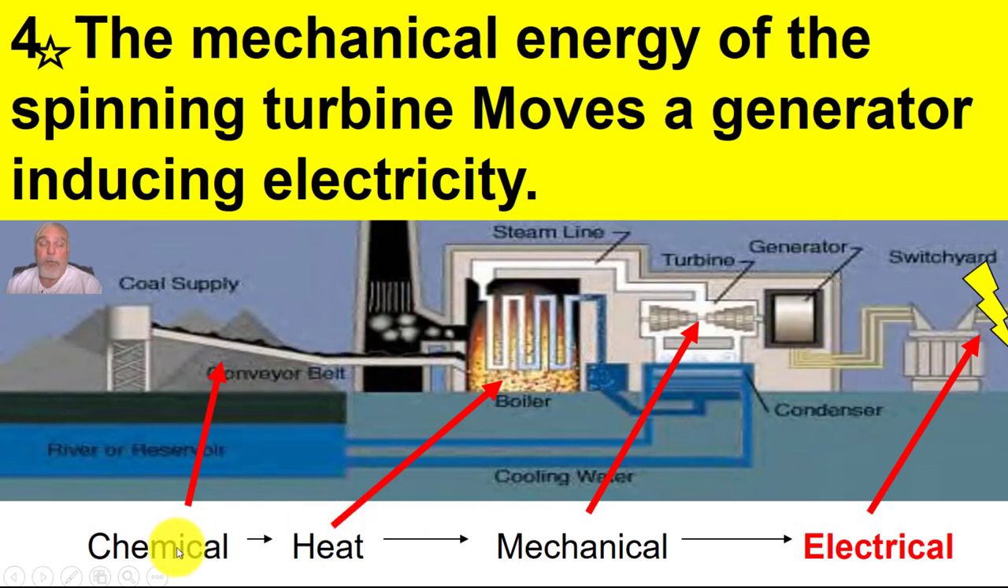So we go from chemical energy here in the coal to heat burning the coal. That coal makes steam. That steam moves the turbine, mechanical energy, and that mechanical energy moves the generator and induces electrical energy. Go ahead and write down this energy transformation list. Here's a clip.